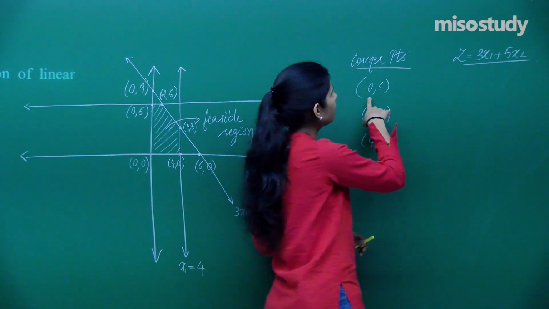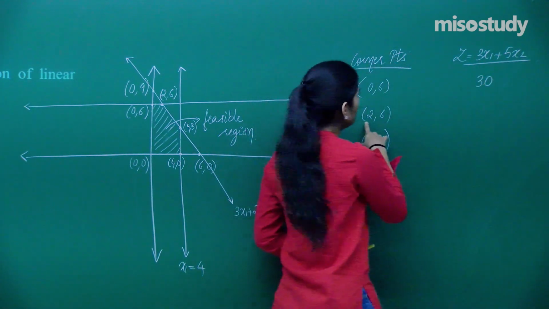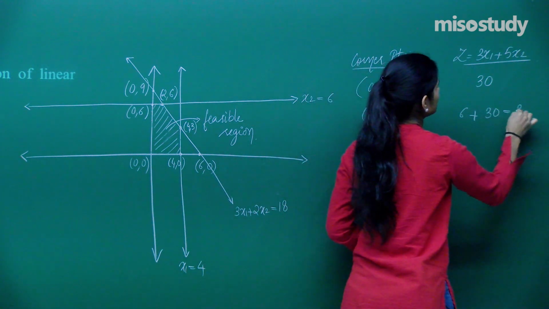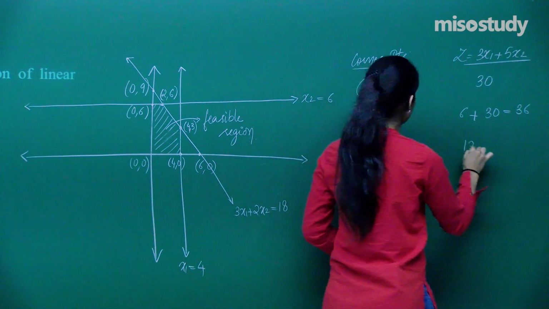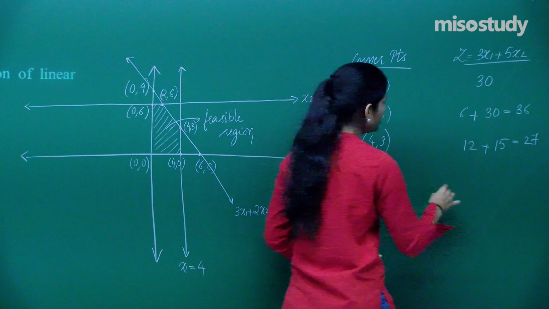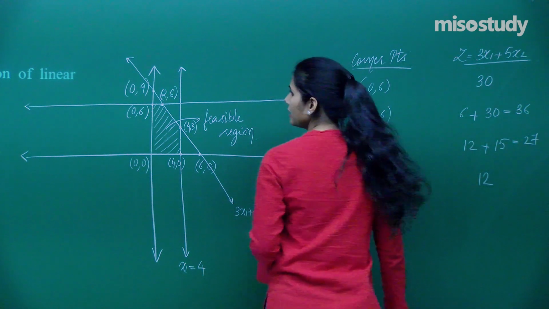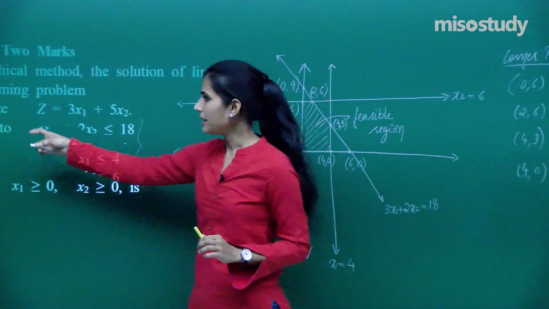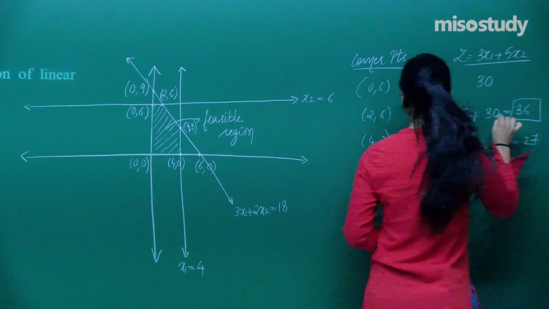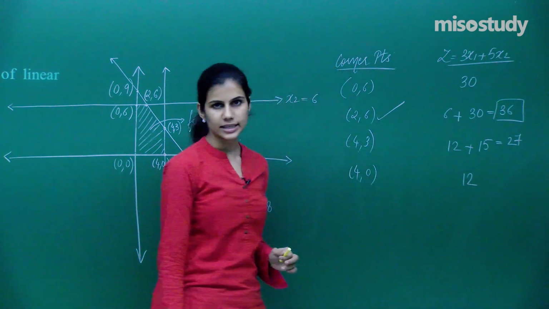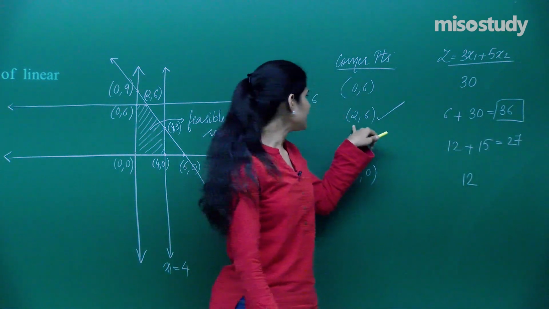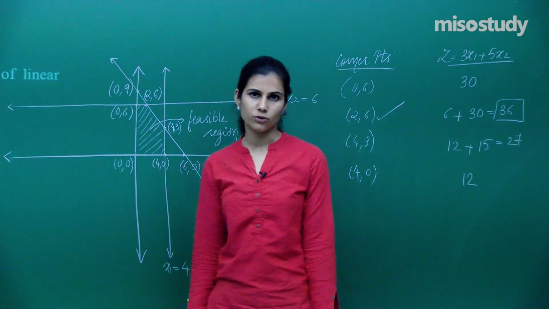Three into 0 is 0, 5 into 6 is 30, 3 into 2 is 6, 5 into 6 is 30, so this is 36. 4 into 3 is 12, plus 5 into 3 is 15, this is 27, 4 into 3 is 12. You are interested in maximizing, right? Maximum value is 36 being obtained at (2, 6). So the solution is 36 which is being obtained at x1 equals 2 and x2 equals 6.